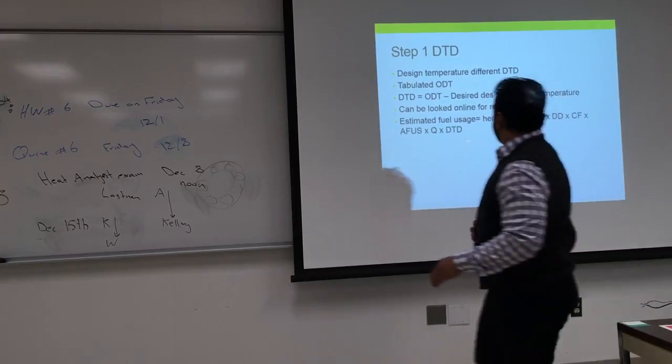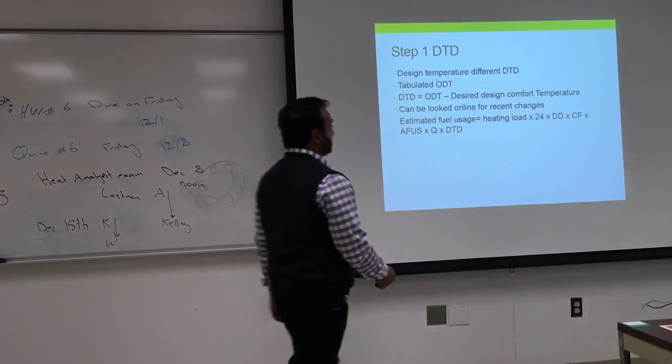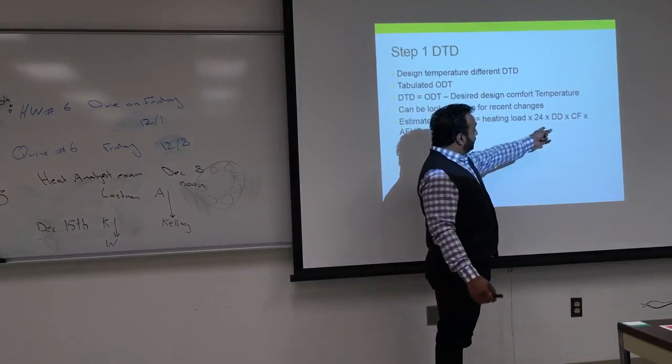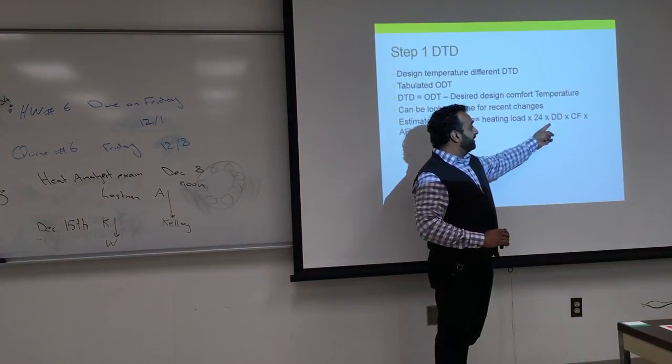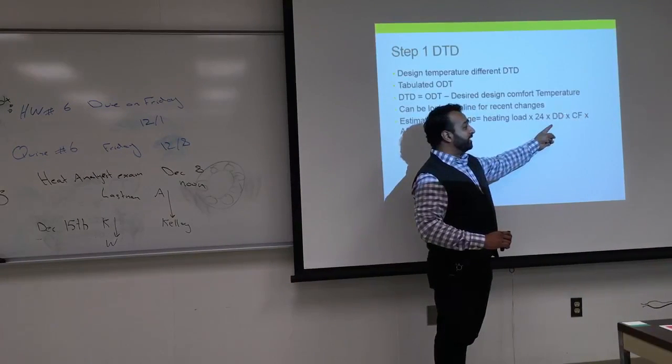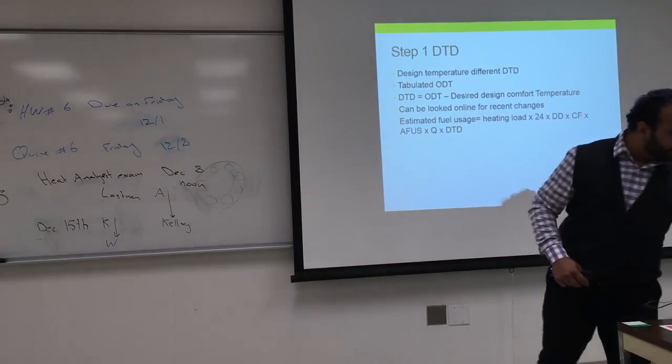63, and every one of those little numbers is calculated. This is the heating load of your house, 24 hours, degree days. This is the big number you find from the table next to the coldest day temperature. Correction factor, that's the table on page 62.